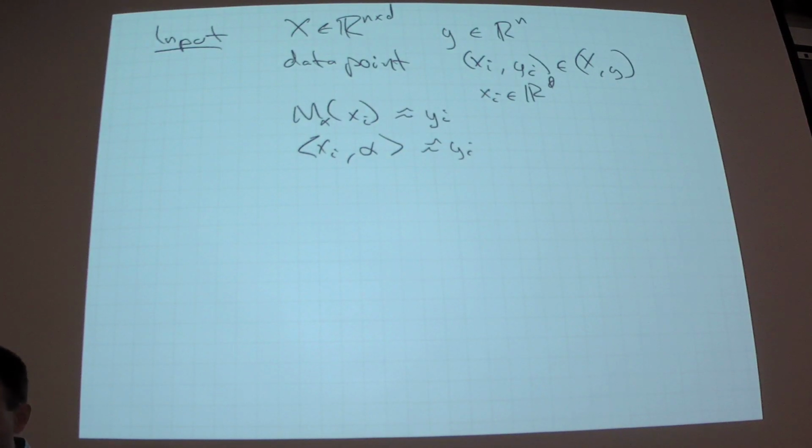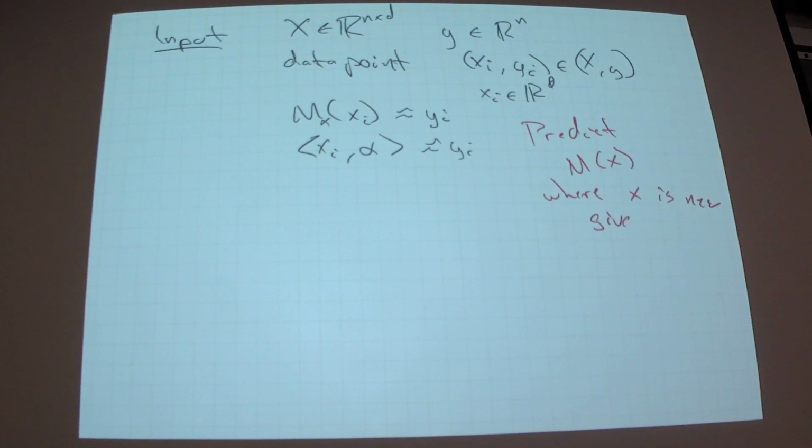And so a good thing to think is that the goal of this is actually to predict the value of m of x, where x is new and given, and y is not. So let's say I'm given a new observation, which is some point x in R^d.